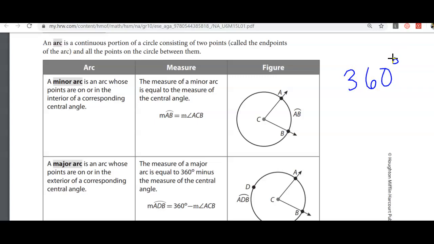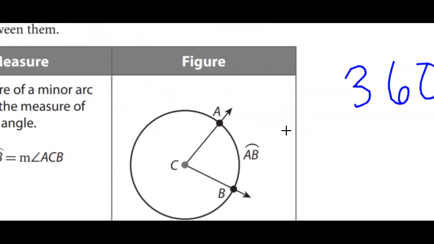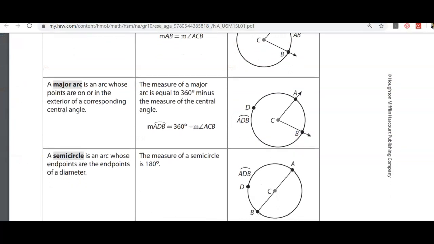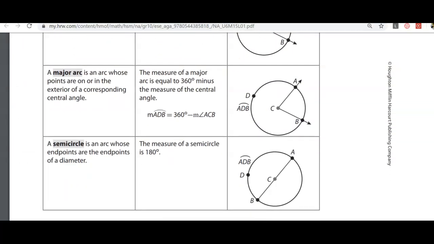So we call this the minor arc. It's an arc whose points are on or in the interior of a corresponding central angle. So this right here, we call that the minor arc. The major arc is the arc whose points are on or in the exterior of the corresponding angle. So it'd be this guy right here. He is the major arc.